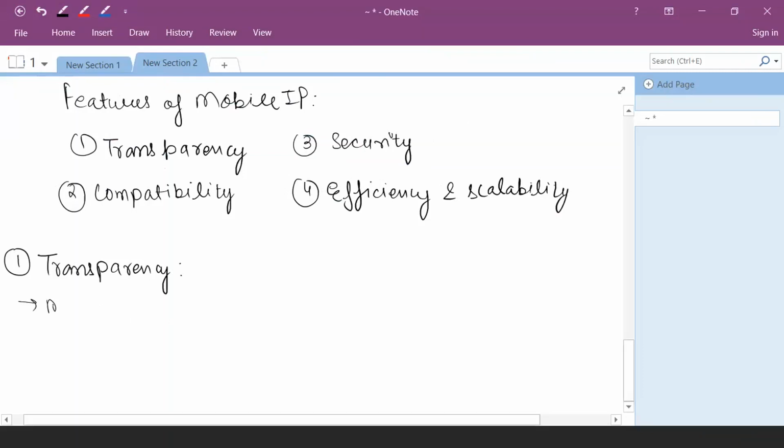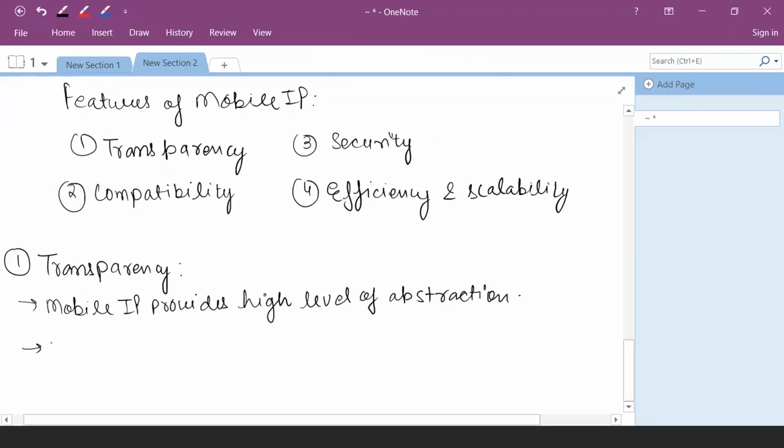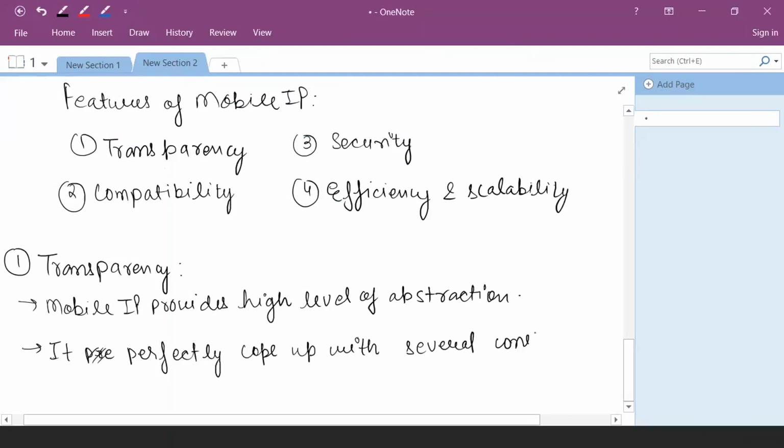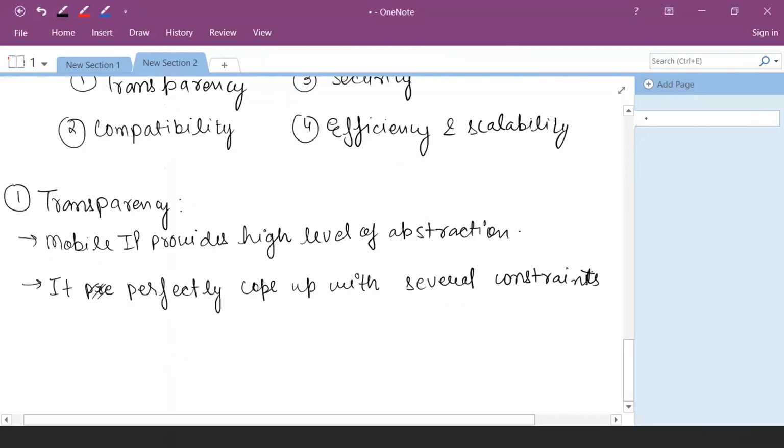So technically, mobile IP provides a high level of abstraction, that is the first, transparency, and the second, it copes with several constraints and interruptions.